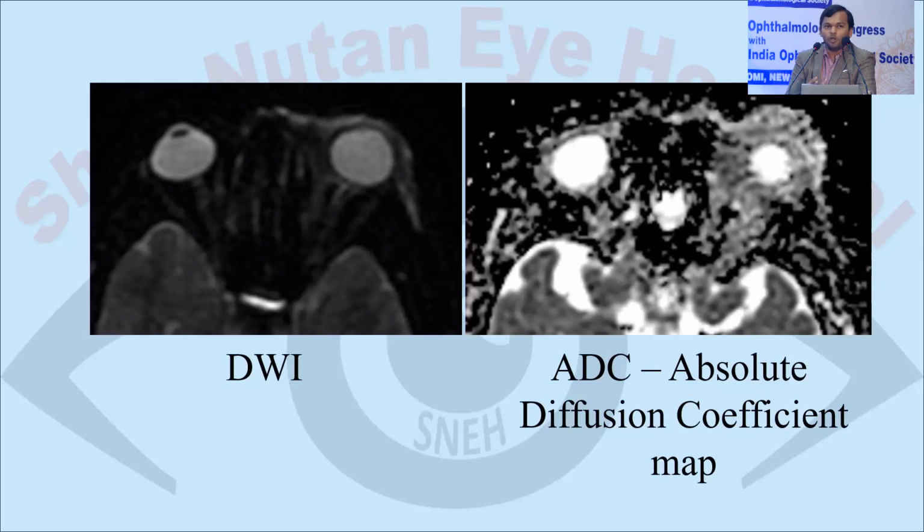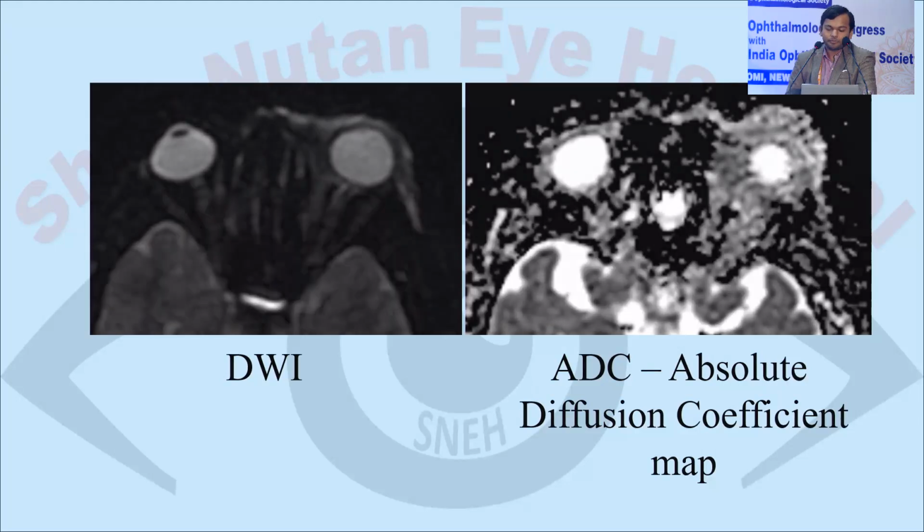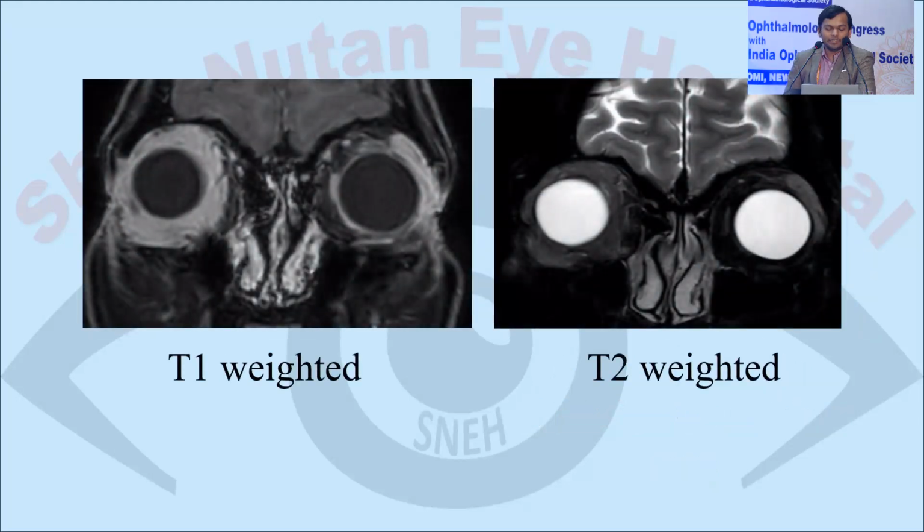So whenever we have a low ADC mass, it suggests a definite hypercellular lesion. In this case, it turned out to be an orbital lymphoma. But even benign lymphoid hyperplasia or a low-grade orbital lymphoma like mantle zone lymphoma could present in this way. And such findings warrant an immediate orbital biopsy, incision biopsy.